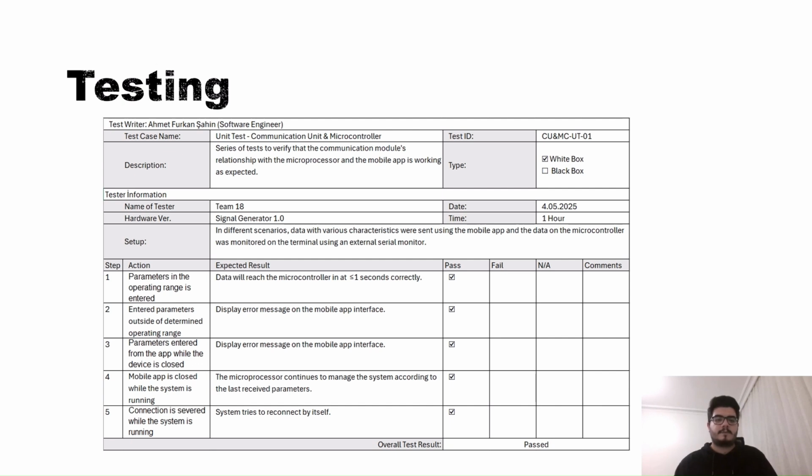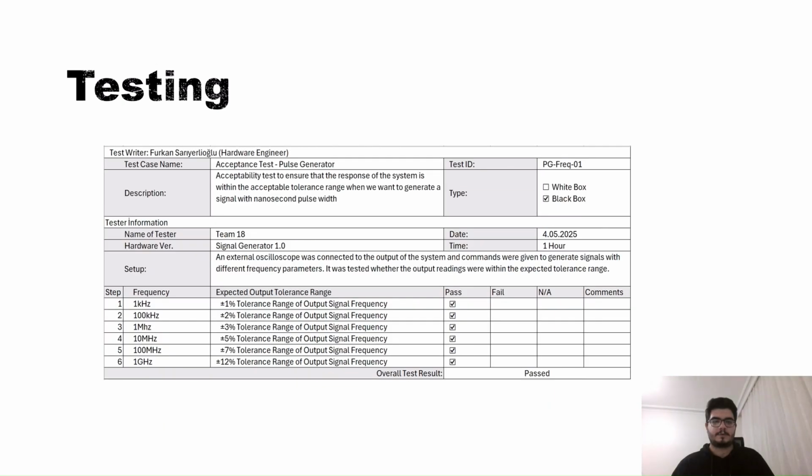In this test, we tested how the system reacts to different situations and made sure that the communication system works correctly. Another important test is the acceptance test about output tolerance. In this test, the outputs for different frequency values were measured, and all frequencies stayed within tolerance. These tests were successfully passed.